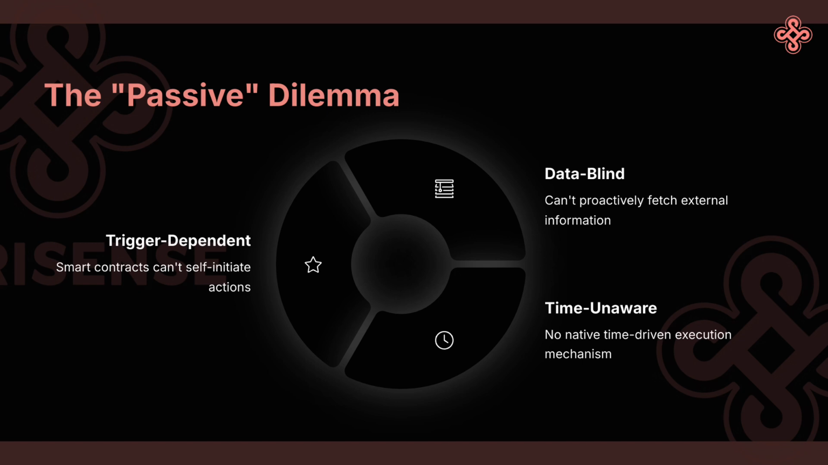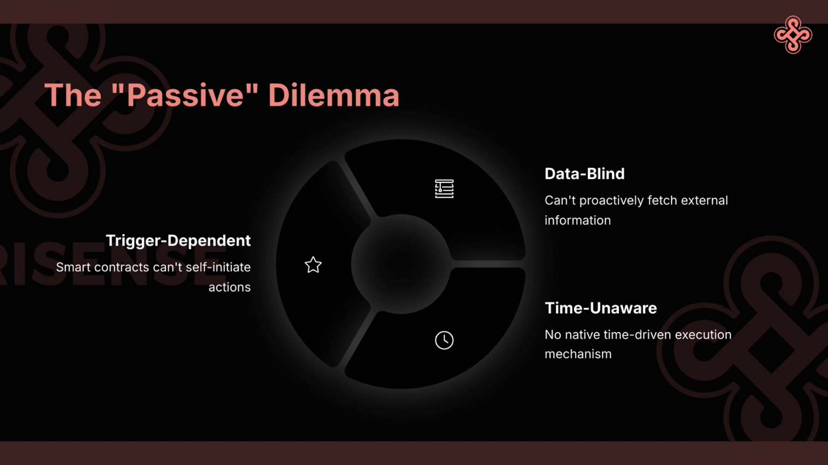To grasp the innovative value of Verisense, we need to first delve into a fundamental challenge facing current blockchain technology, known as the passive dilemma. Traditional blockchains, such as Bitcoin and Ethereum, function as passive, deterministic state machines. This design aims to ensure the network's security and consistency. As long as all nodes process transactions in the same sequence, they will reach an identical state.